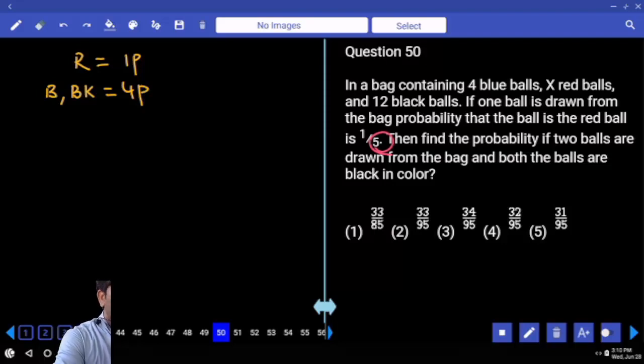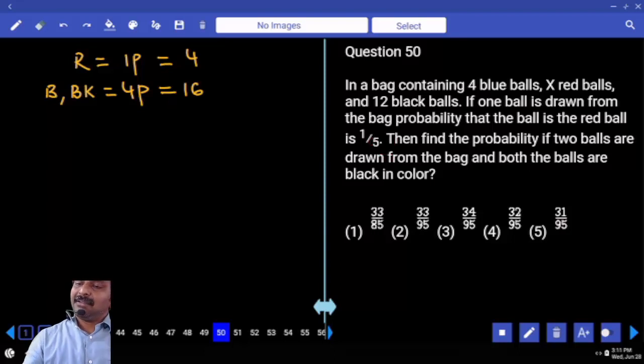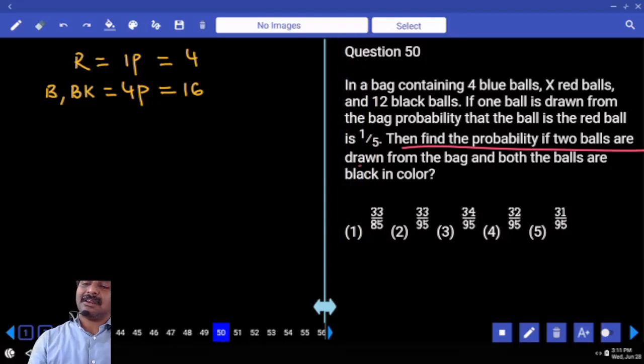Out of 5 parts, 1 part goes to red. Then the remaining are blue and black. They are equal to 4 parts. And you know how many blue and black are there? That means red is 1 part, which is equal to 4. Total how many balls are there? 20. Understood? Yes. Right. Then find the probability if 2 balls are drawn from the bag.